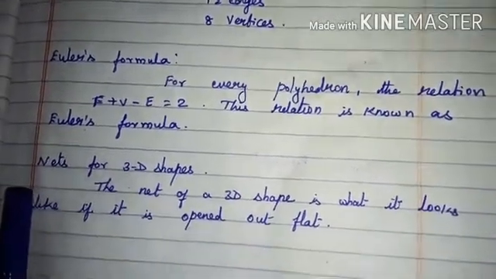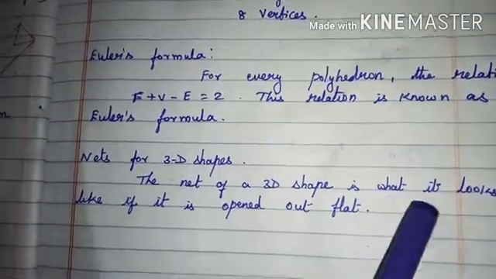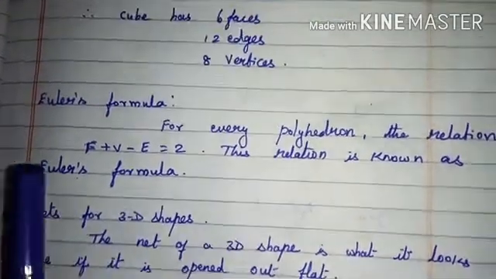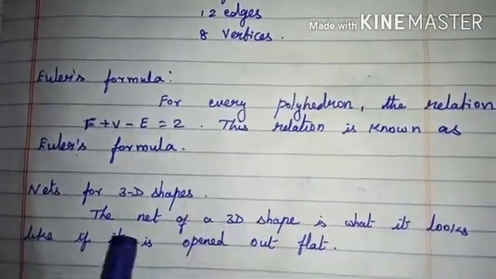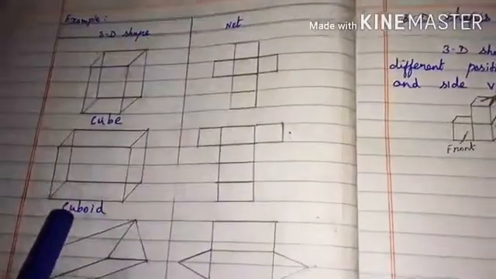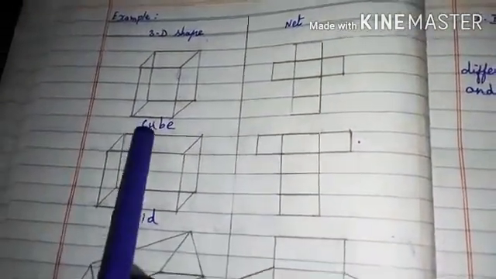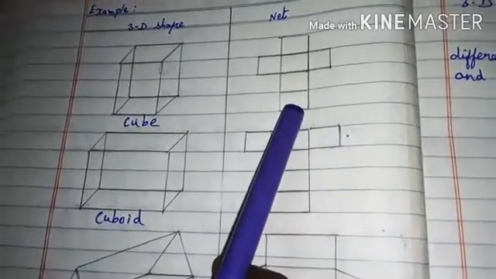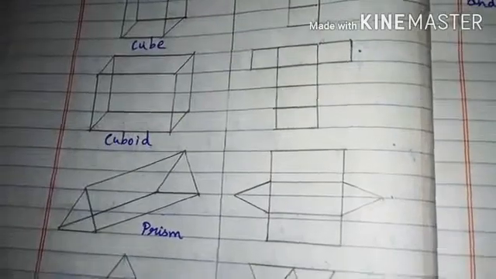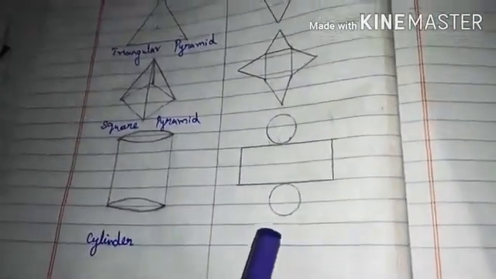The next topic is nets of 3D shapes. The net of a 3D shape is what it looks like if it is opened out flat. If you open the 3D shapes, we can see the net of that shape. Here are some of the 3D shapes and their nets. First one is a cube and the net of the cube. Then the cuboid with its net, prism, triangular pyramid, square pyramid and cylinder with its net.